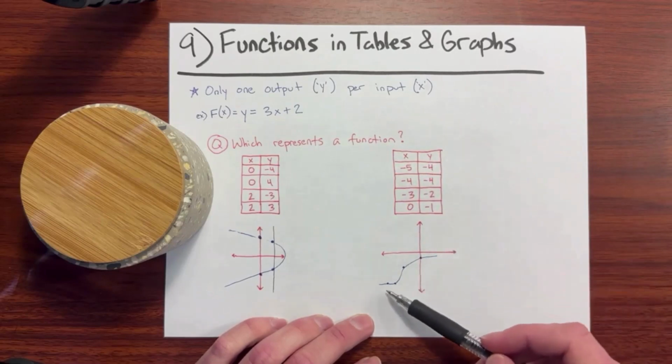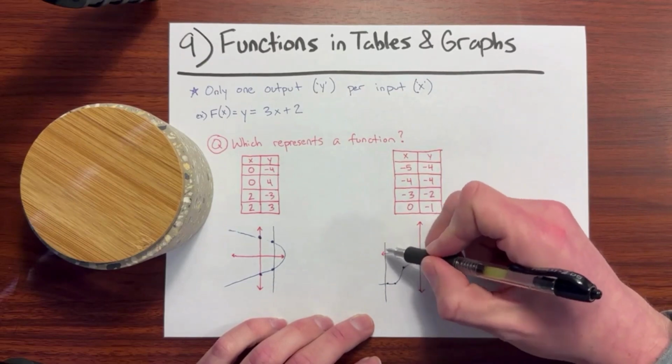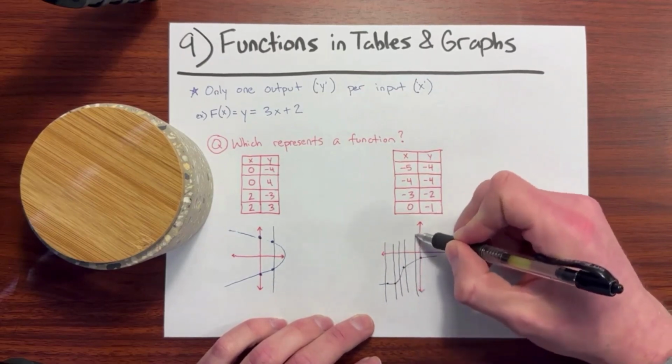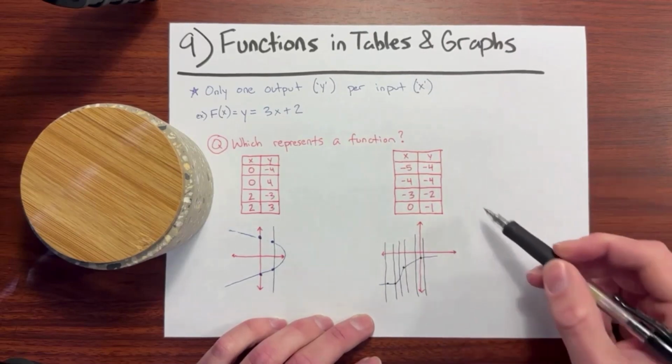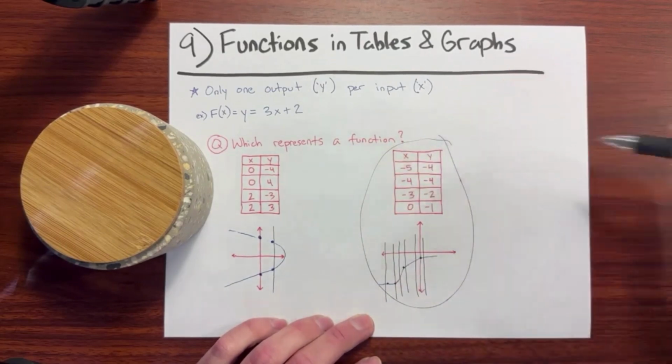When graphed, this would look somewhat like this, and if you try passing a vertical line through any point of this function, you are only going to end up with a single y value. So your answer would be this one.